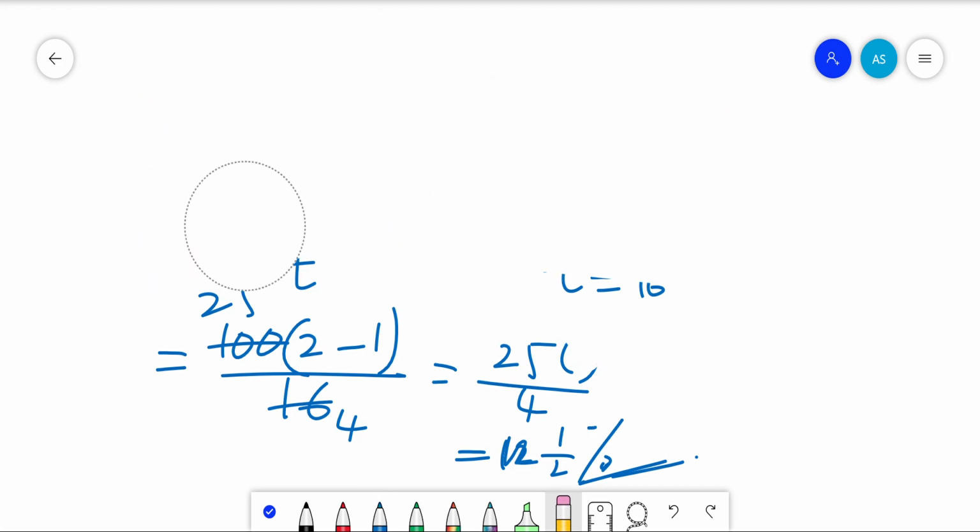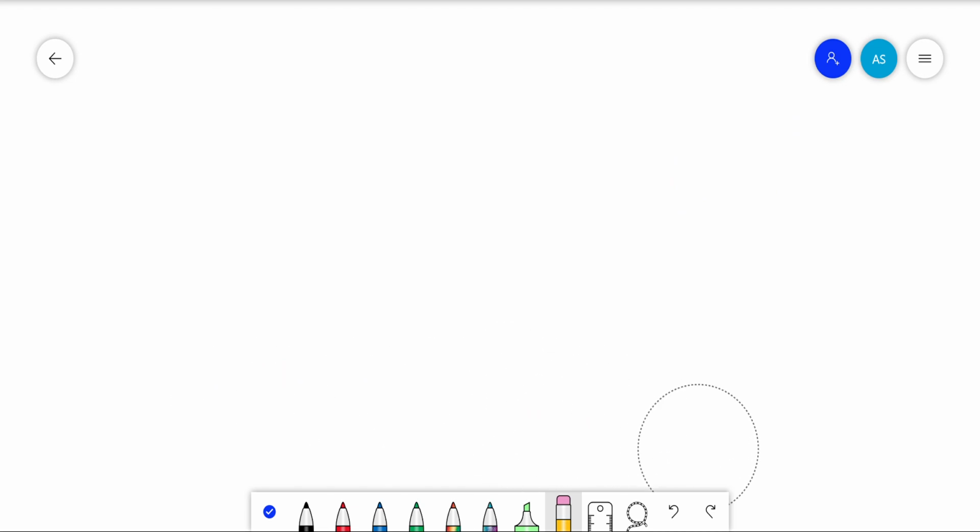So if you know the formula, that is the ease you will get. So quickly you can do the sums. Next, one more example I will give.